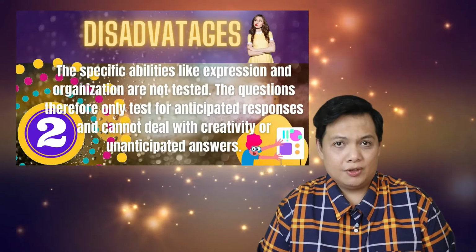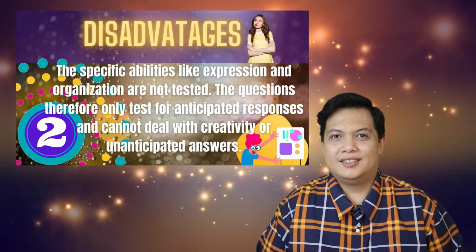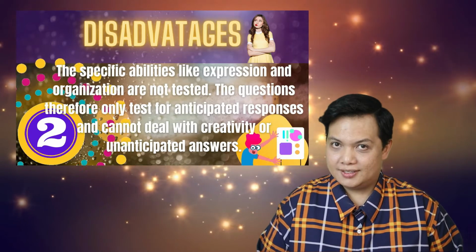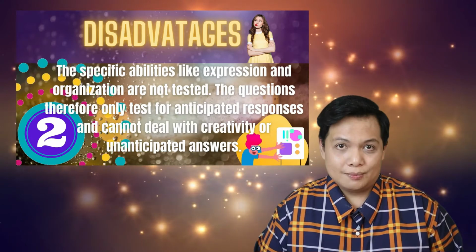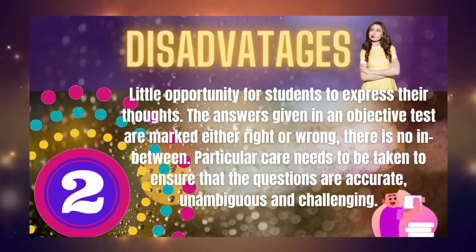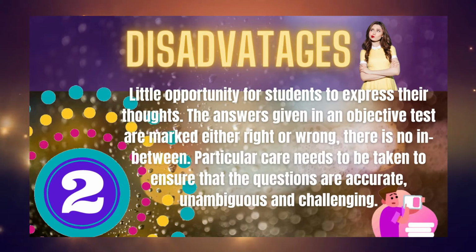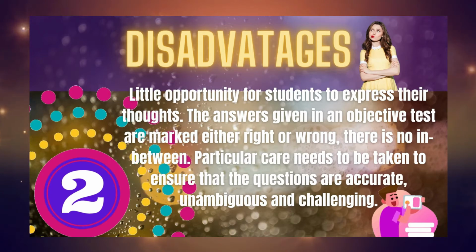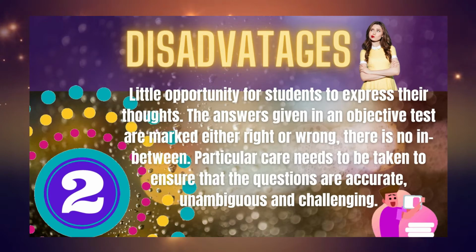Secondly, specific abilities, like expression and organization, are not tested. The questions, therefore, only test for anticipated responses and cannot deal with creativity and unanticipated answers. So therefore, there is little opportunity for students to express their thoughts. The answers given in an objective test are marked either right or wrong, and there is no in between. Particular care needs to be taken to ensure that the questions are accurate, unambiguous, and challenging.